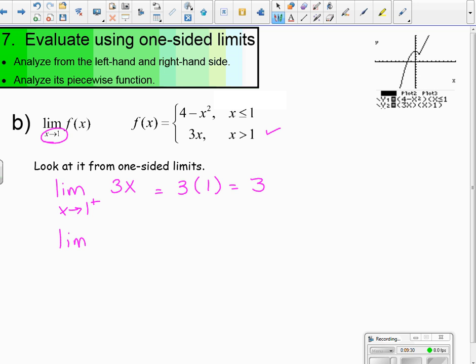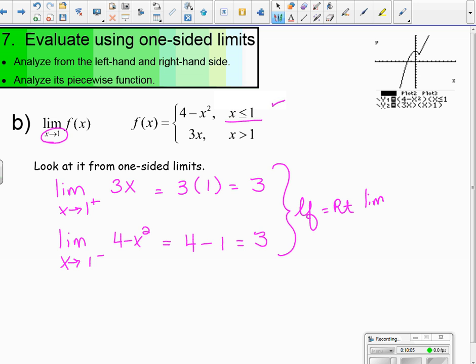Let's look at the limit coming from the underside of 1, a little bit smaller than 1. For that one, which piecewise rule must I follow? Well, this one suggests that when x is less than or equal to 1, we follow this top rule. So here's going to be my function for it. Let's plug 1 in. We're going to have 4 minus 1 squared, which turns out to be 3. And this is interesting. The left side does agree with the right side. The left does equal right. That's a nice thing because it allows us to conclude that the limit as x approaches 1 of our piecewise function f of x is indeed 3.